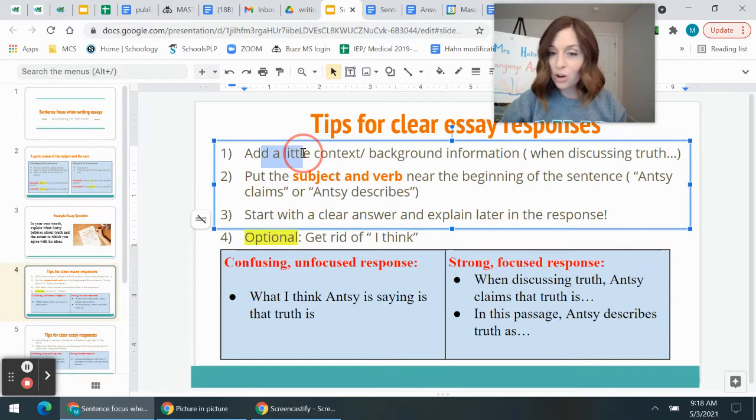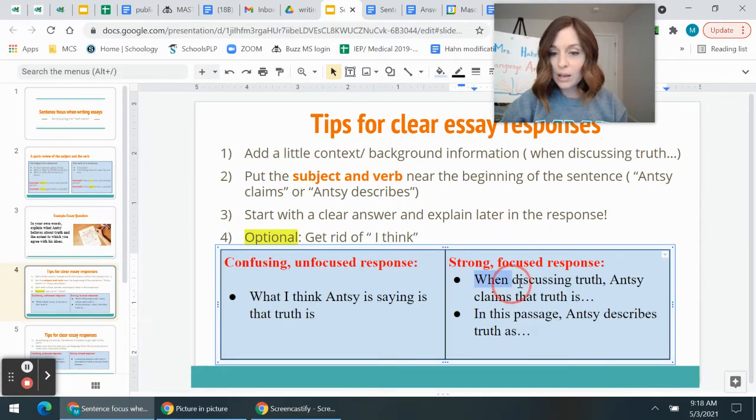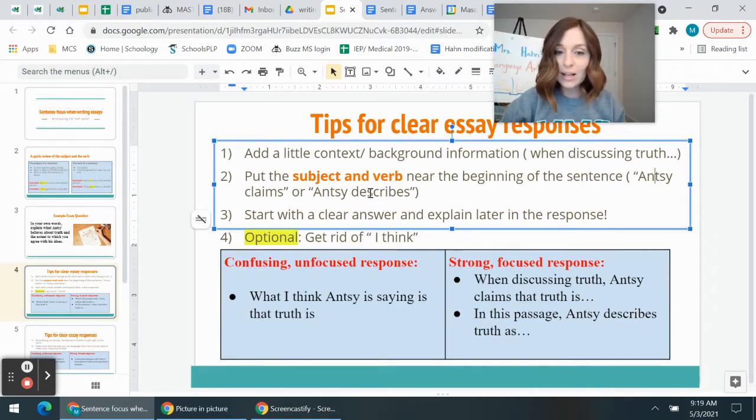First, when you start your essay response, you want to add a little context or background info. So if I look at my example over here, when discussing the truth, Antsy says, or in this passage, Antsy describes. So I start with a little background info. That's usually helpful. Then, and here's the important part, I need to have the subject and the verb near the beginning of the sentence. So right after my background info, when discussing the truth, I have the subject, Antsy, and the verb, claims, the action. Antsy claims that truth is blah, blah, blah. So I would say Antsy claims or Antsy describes.